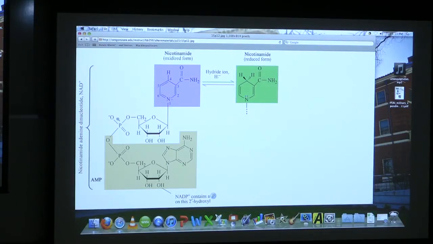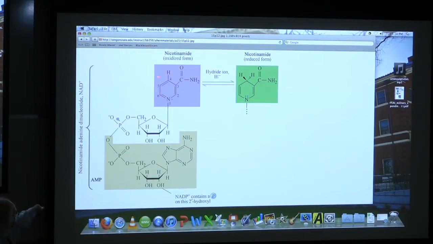When NAD has not yet accepted electrons, it's called NAD. After it has accepted 2 electrons and a proton, it is called NADH. So the molecule that has not accepted electrons is called NAD. After it has accepted 2 electrons and 1 proton, it's called NADH.